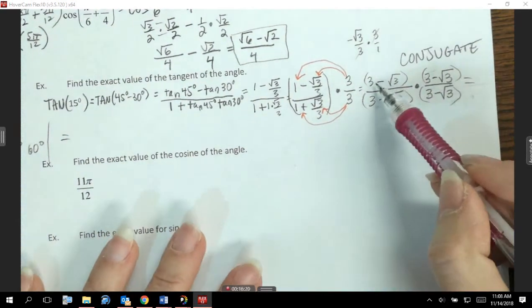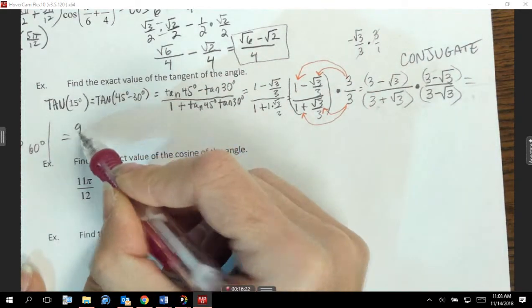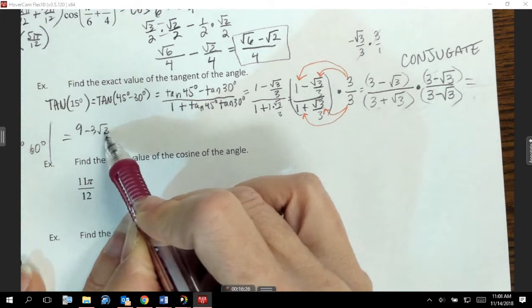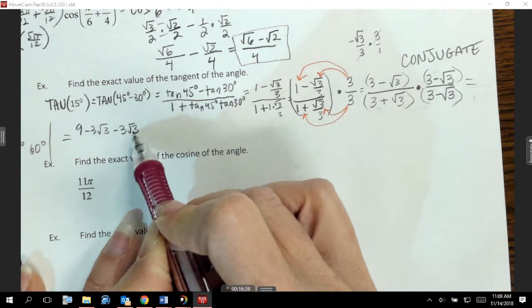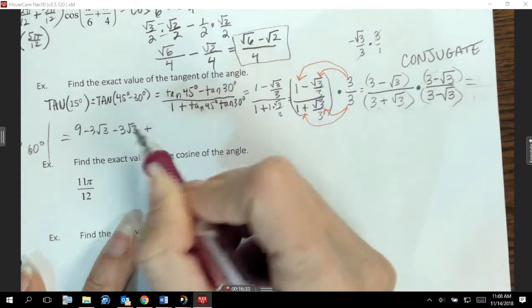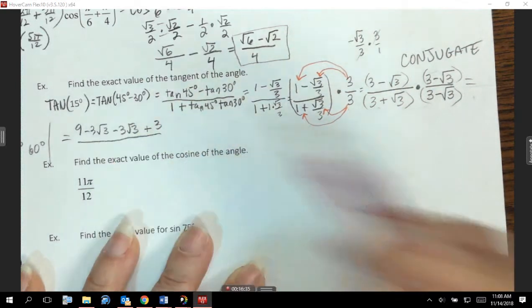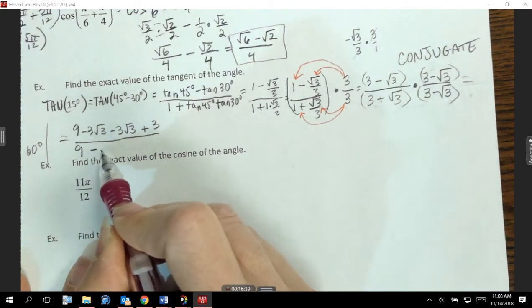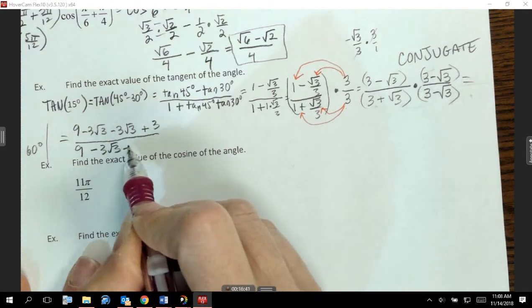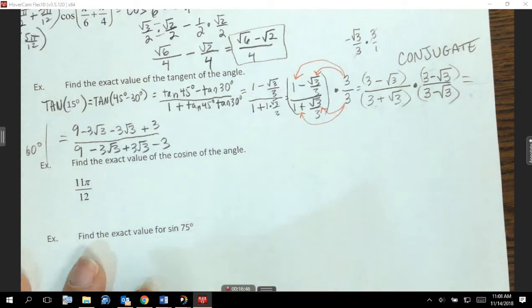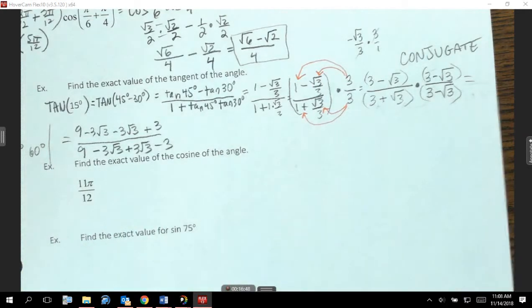So on top I'll do my first, which is 9. My outer is -3 radical 3. My inner is -3 radical 3. And my last is negative times negative, positive, and then radical 3 times radical 3 is 3. The denominator, we have 9 minus 3 radical 3 plus 3 radical 3 minus 3. So what happens on the denominator when you multiply conjugates?